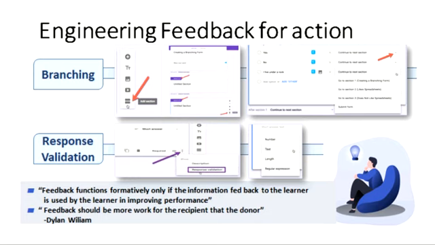So the branching feature is right there beside where all your other question types are. And what you do is simply divide the linear form into sections, and then depending on the response, they're brought to a different section. So if they give an incorrect response, you use validation then instead of answer keys.